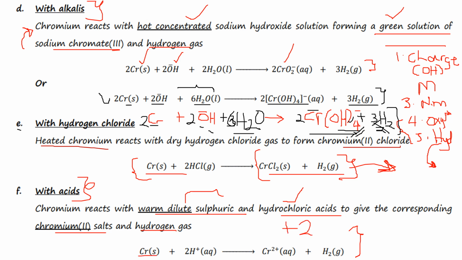So chromium reacting with either dilute sulfuric acid or hydrochloric acid, we get chromium 2 salts together with hydrogen gas. And if you look at the balancing of this equation, it's going to be balanced. Chromium is 1, chromium is 1. Hydrogen is 2, you have to put here 2 to ensure that the atoms are properly balanced.